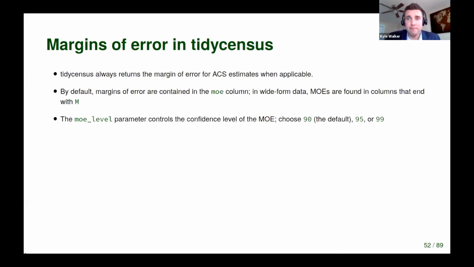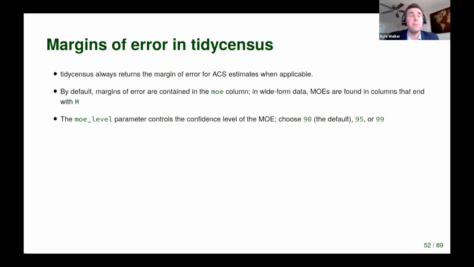Within Tidycensus, I've sometimes had requests from users who say, I don't want the margin of error. Why do I have to get it back every time? And this is a design decision that I made at the outset. If you're using ACS data, you need to at least know what that margin of error is. As an analyst, at the end of the day, we're all responsible for the analytic decisions that we make. But these are not true counts. That's not what they are. They are estimates from a survey that are characterized by a margin of error around that estimate. And so Tidycensus always gives back the margin of error. Wide form, long form, doesn't matter.